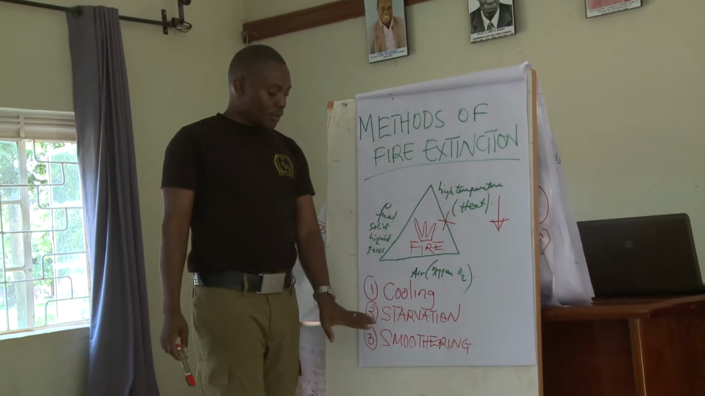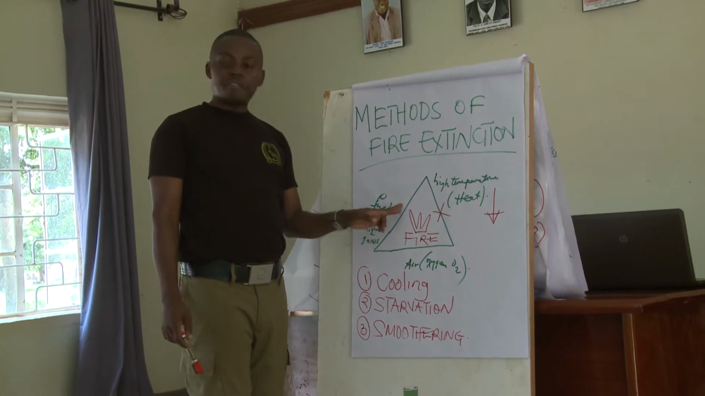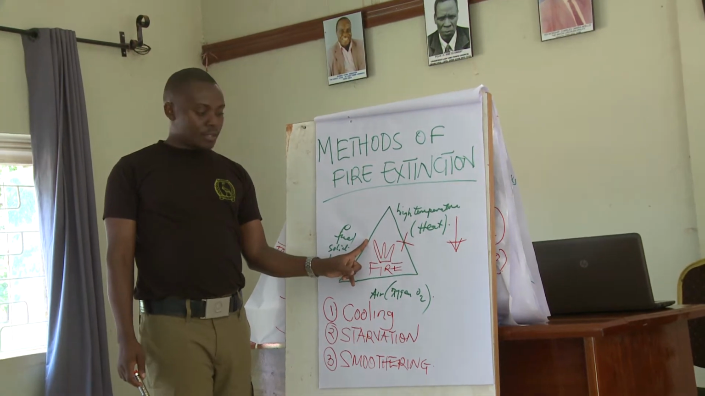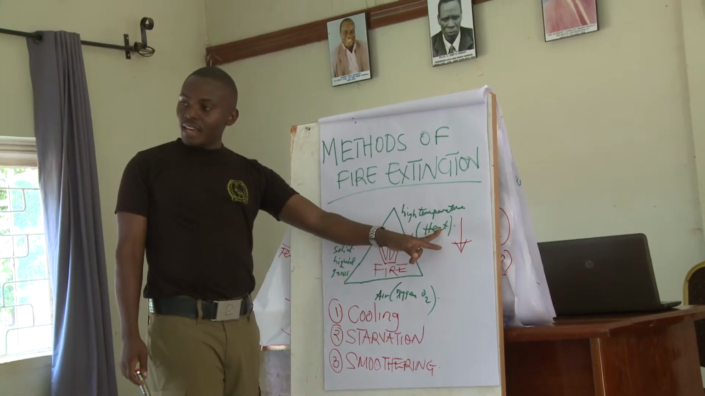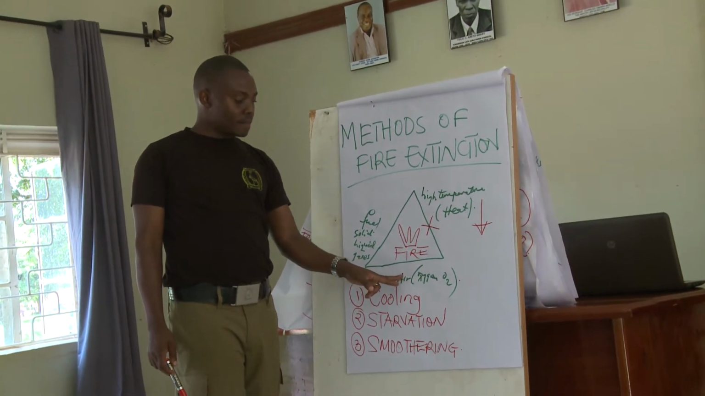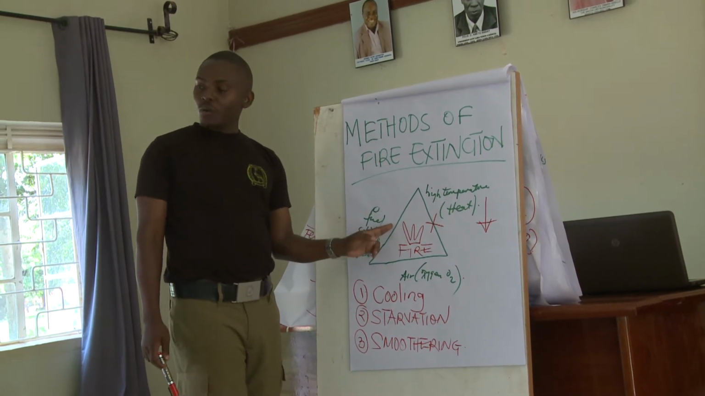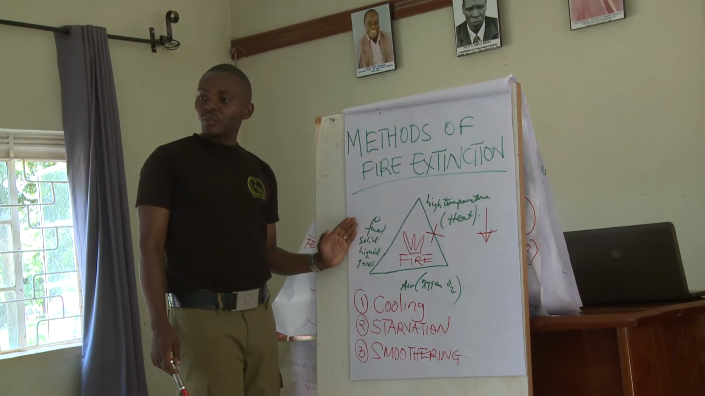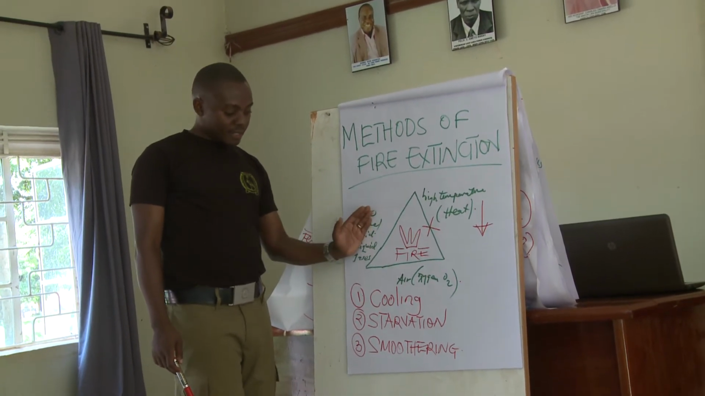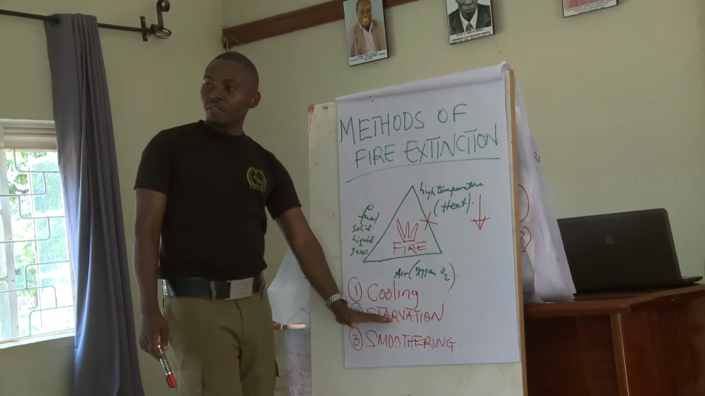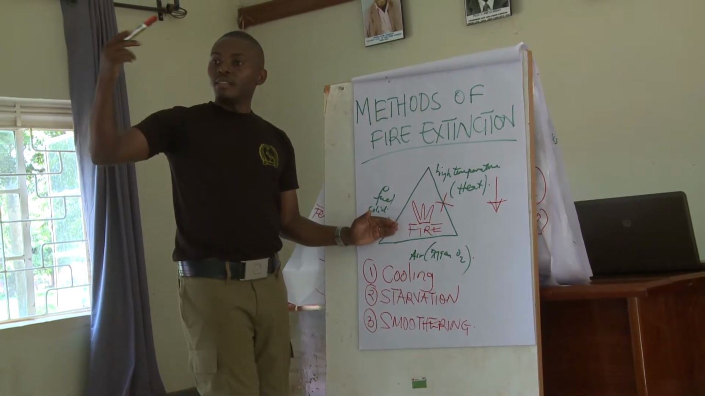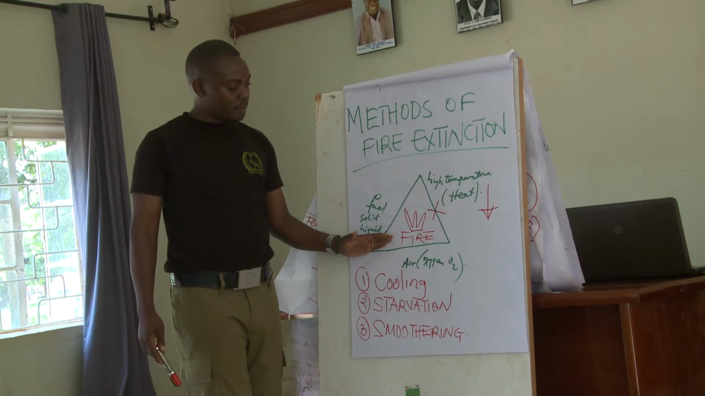Now, when you apply starvation to the fire, that means you are intending to remove this side of the fire triangle. Are we together? So, heat is there, the oxygen levels are enough to cause the fire, but you are intending to remove the combustible materials away from the fire. So, when you do that, you do what we call starvation. You are trying to starve the fire of what it can consume to gain strength and momentum. Are we together there?